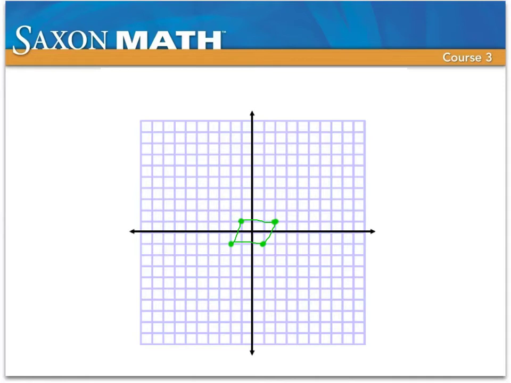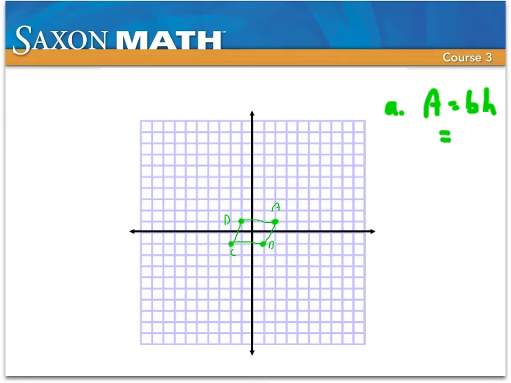So there's parallelogram ABCD. Now we want to find the area of that parallelogram. So for part A, the area of that parallelogram, area equals base times height. So we need to know how long the base is and how high the height is.